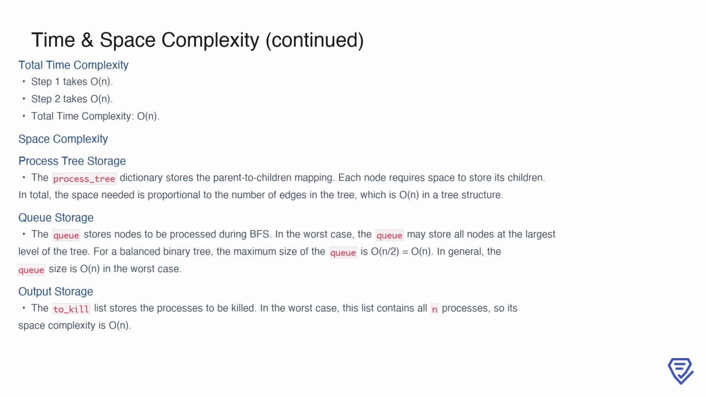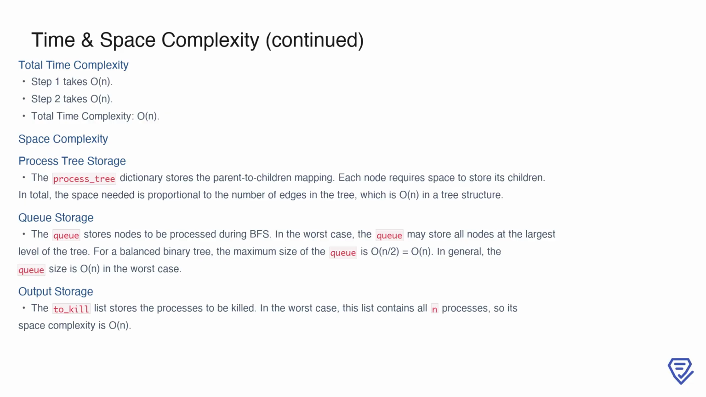Now, switching to space complexity, we begin with the process_tree dictionary. This structure stores the parent-to-children mapping, where each node holds a list of its children. Since the total number of edges in the tree is n-1, the space required to store this mapping is proportional to O(n). Then, we have the BFS queue, which maintains the nodes to be processed. In the worst case, all nodes at the largest level of the tree might be stored in the queue. For a balanced binary tree, this maximum level contains about half the nodes, or O(n/2), which simplifies to O(n).